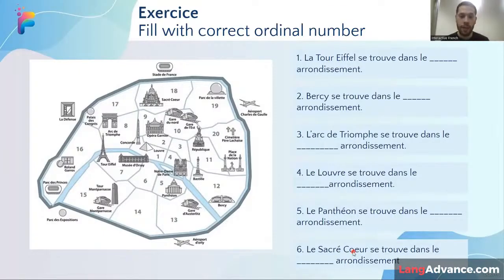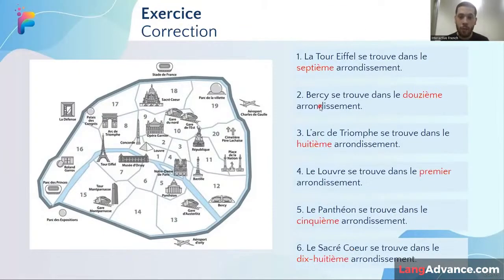All right, then, so let's correct. So La Tour Eiffel was located in le 7e arrondissement, indeed, right? That's le 7e arrondissement. Now, what about Bercy? All right, Bercy is right here. Le 12e arrondissement. Yeah, the 12th. Now, moving on to l'Arc de Triomphe. L'Arc de Triomphe se trouve dans le 8e arrondissement. Yeah, indeed. Le 8e arrondissement.